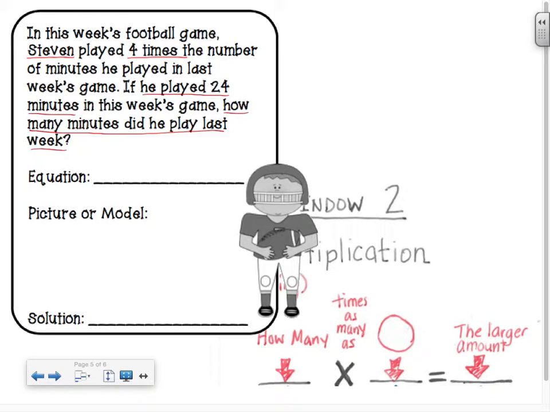So I'm going to go back up now and go, okay, this week, Stephen 4 times in last week's game. So basically, this week, Stephen played 4 times more than in last week's game. All of a sudden, now I know what the two things are that I'm comparing. Okay? So, how many minutes did he play last week? So let's go ahead and start. Oh, wait, what about this? He played 24 minutes this week.